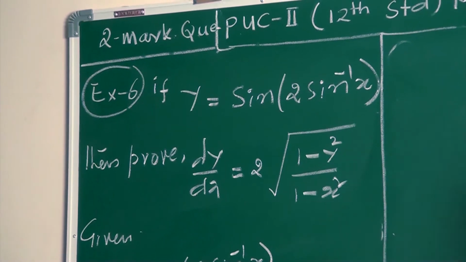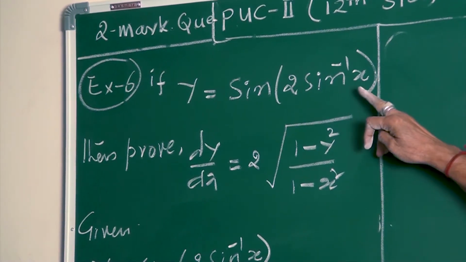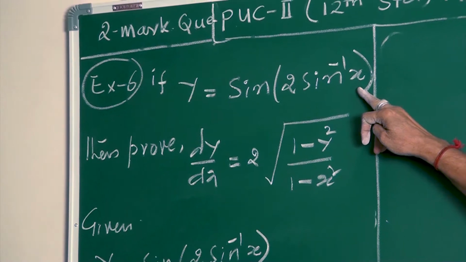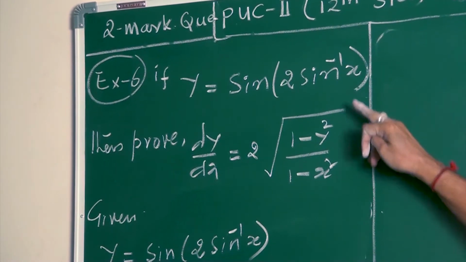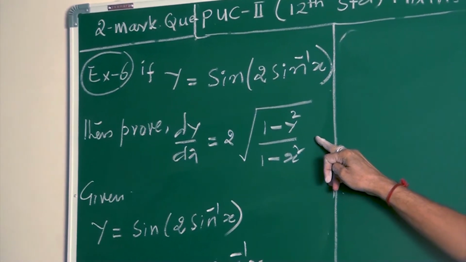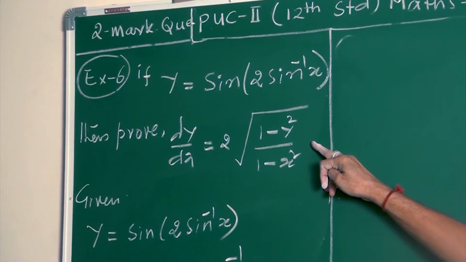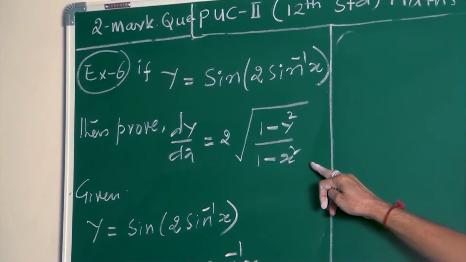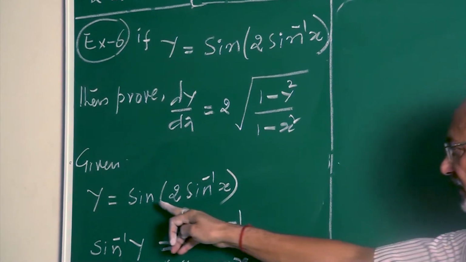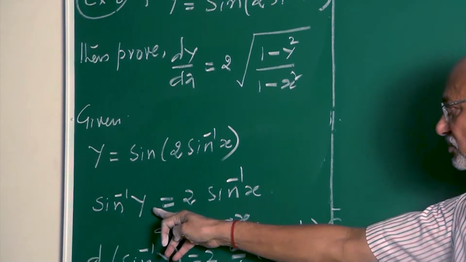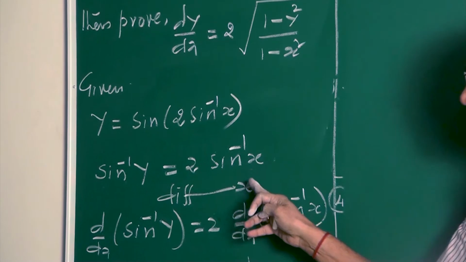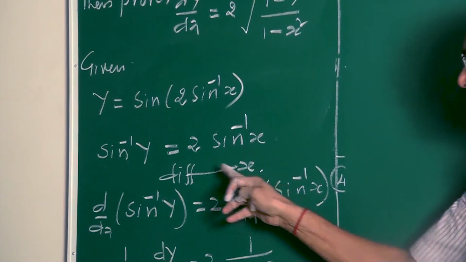Yes, friends, this same parallel. If y equals sine of 2 sine inverse x, then prove dy by dx equals 2 times root of (1 minus y square) upon (1 minus x square). Given, take the sine inverse on that side: sine inverse y equals 2 times sine inverse x. Differentiate with respect to x.